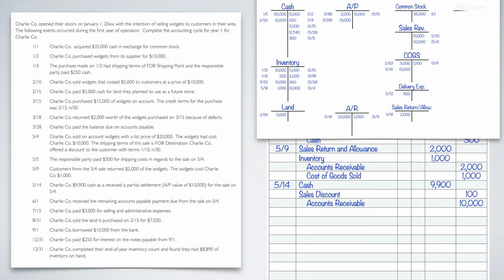Put that into our T tables. This is what it looks like. We have a sales discount T table there, all the other stuff, AR and cash. All right, let's look at 6.1.